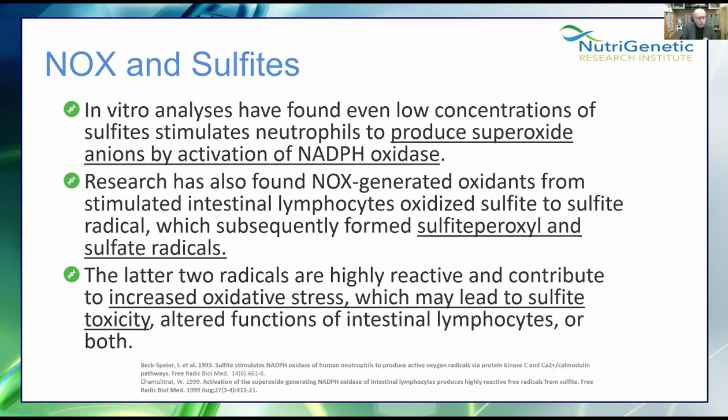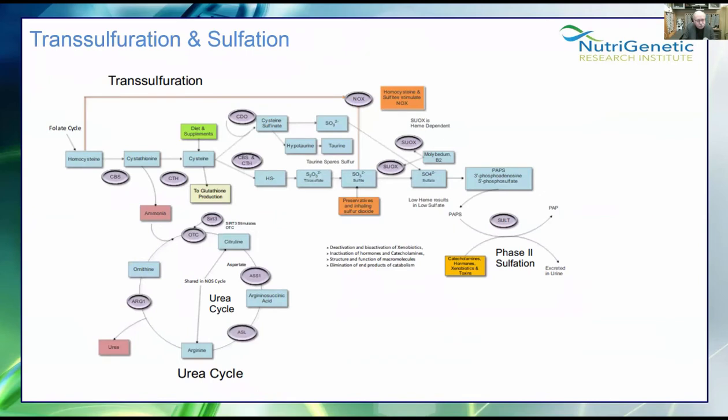And then that can create sulfide, peroxyl, and sulfate radicals. They're highly reactive and contribute to increased oxidative stress, which may lead to sulfite toxicity, which can affect all kinds of problems. And look, the intestinal lymphocytes. I mean, it's scary how inflammatory bowel disease is increasing among children, and how colon cancer is now happening in the younger generations that used to only happen later on.